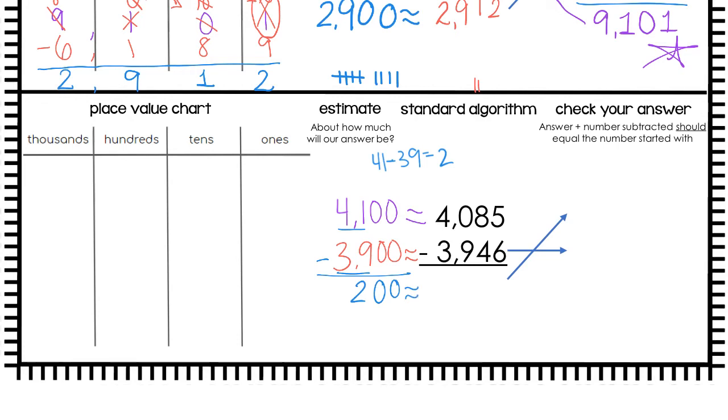Let's see if that's true. We're working in the place value chart. You're pausing the video and writing this number in the place value chart. Go.